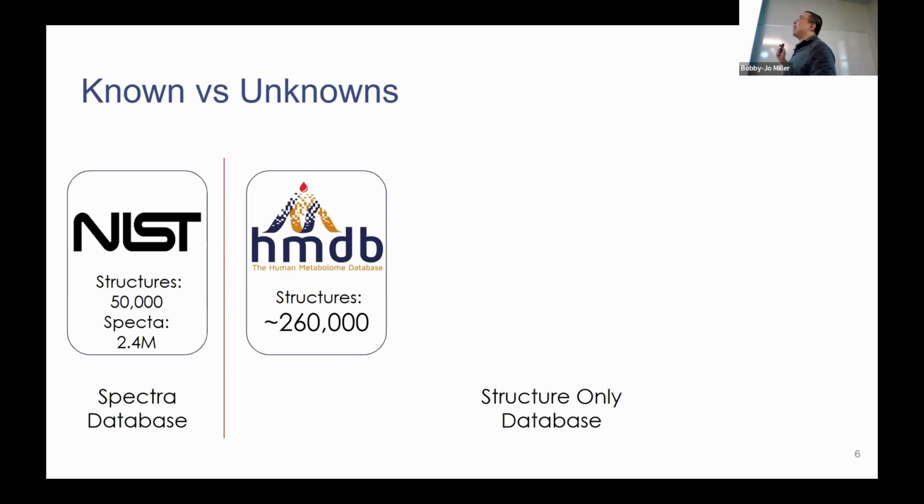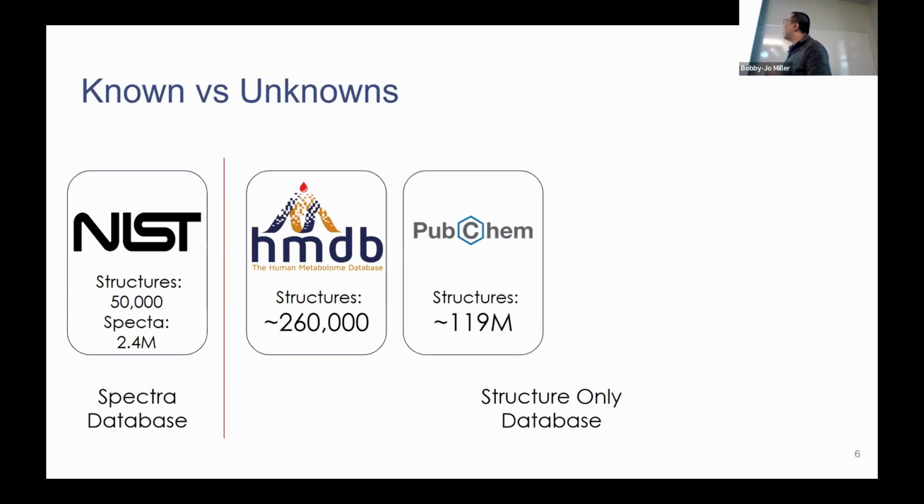By last year, when version 6 came out, the particular database had 260,000 structures in it. We also have PubChem, also hosted by the National Institutes of Health, the most comprehensive platform to use if you want to search for molecular structures. This one comes with 119 million compounds.